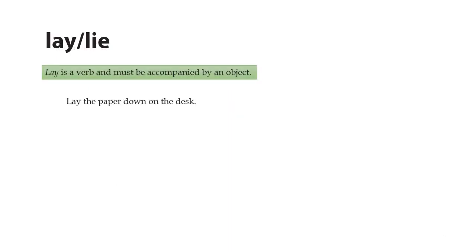Lay and lie. Lay is a verb and must be accompanied by an object. So you lay something down, that's the object. Lay the paper down on the desk. Lie means to recline. You should go lie down on the bed.